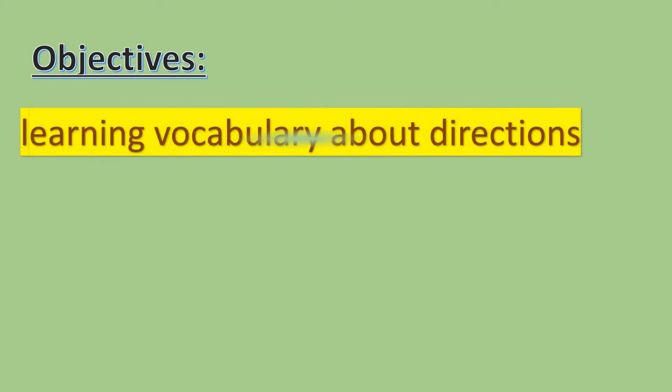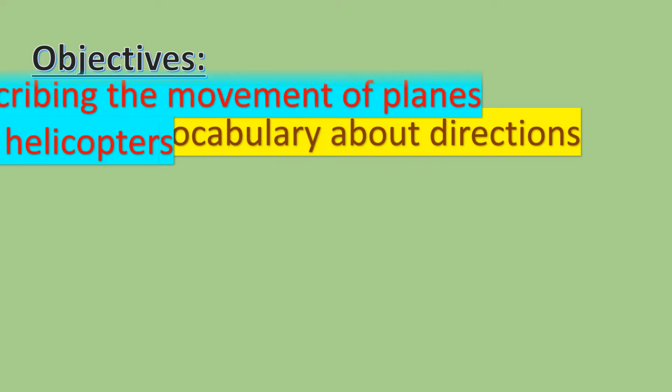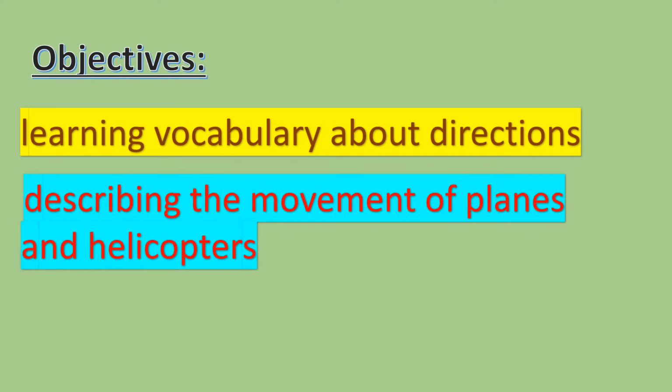Before we start the lesson, let's have a look at the objectives. We have two objectives for today's lesson. The first one is learning vocabulary about directions. The other objective is describing the movement of planes and helicopters. To be able to follow this lesson, please, I'm asking you to open the course book, page 26.